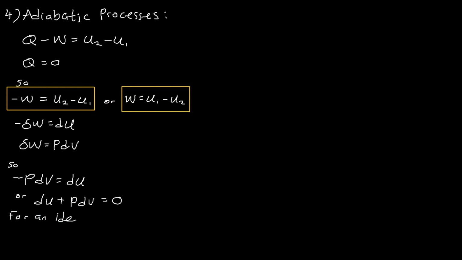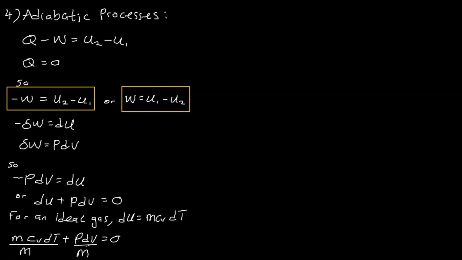For an ideal gas, dU equals m times Cv, the specific heat at constant volume, times dT. So mCv dT plus PdV equals 0. For simplicity, we'll divide through by the mass. So instead of differential volume in the second term, we now have differential specific volume.